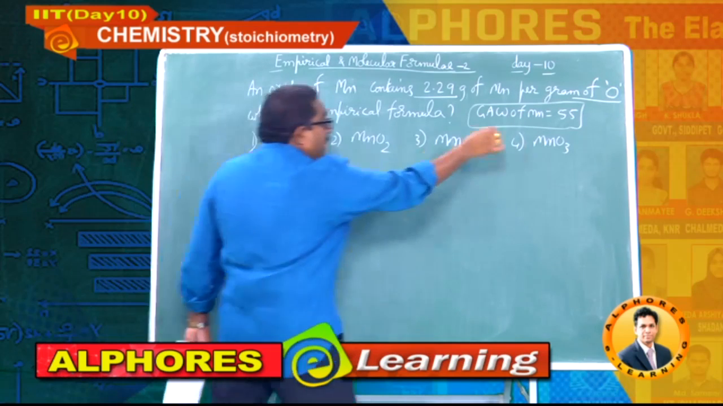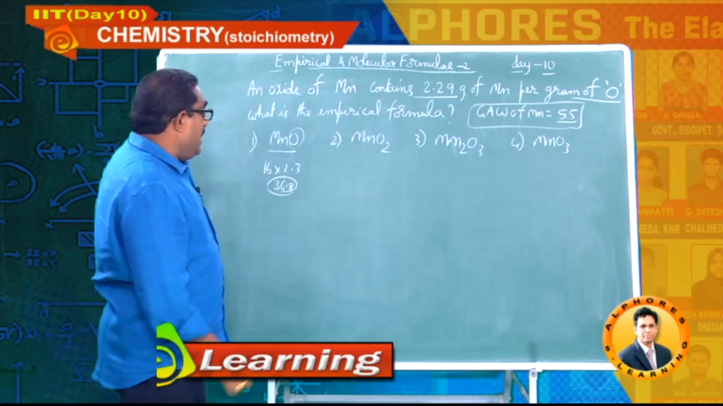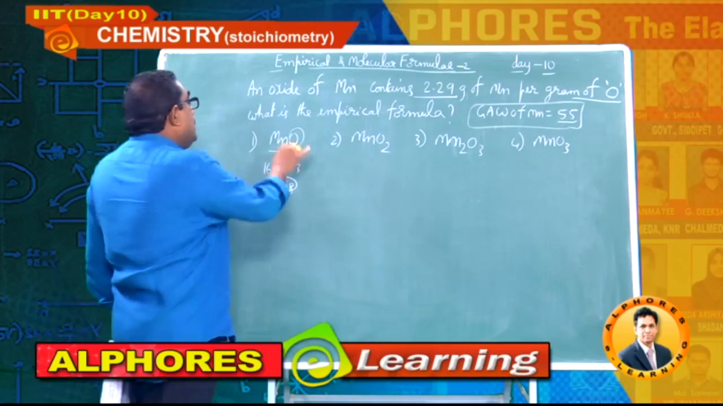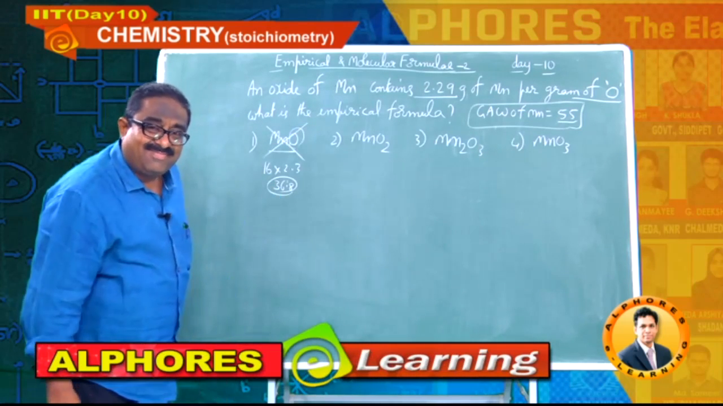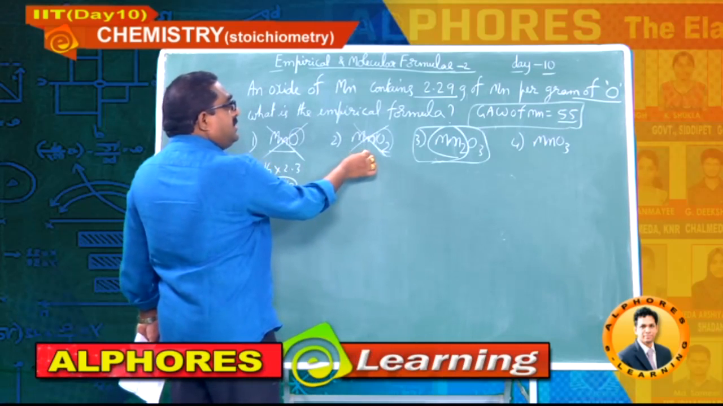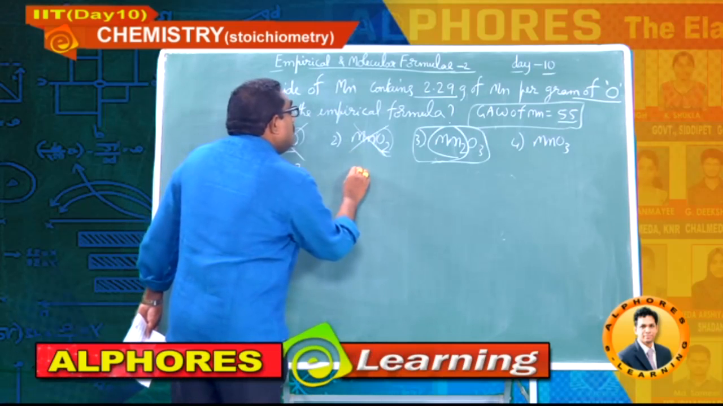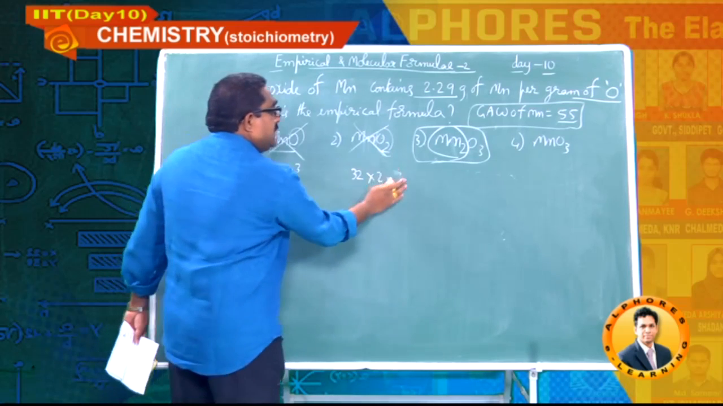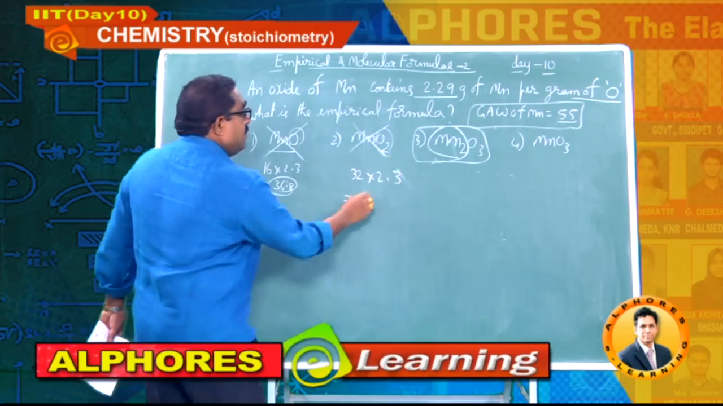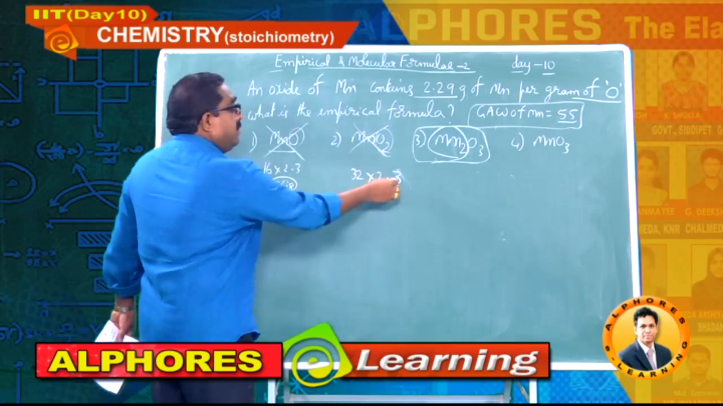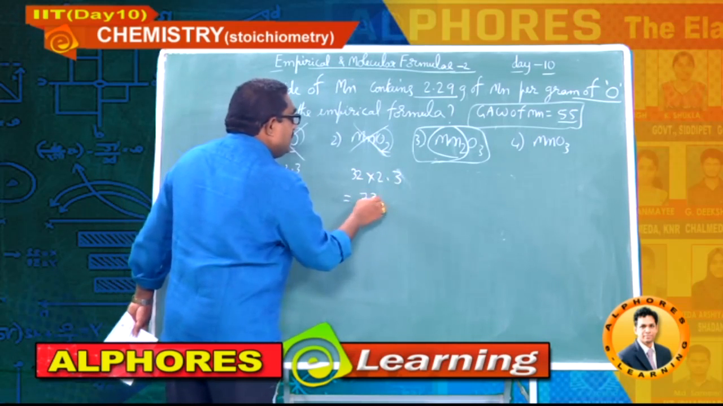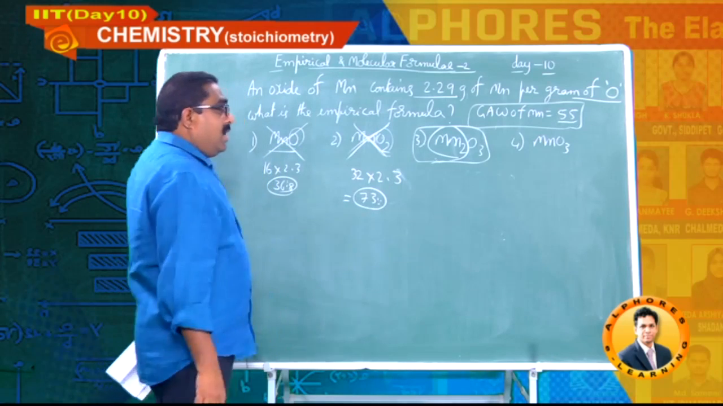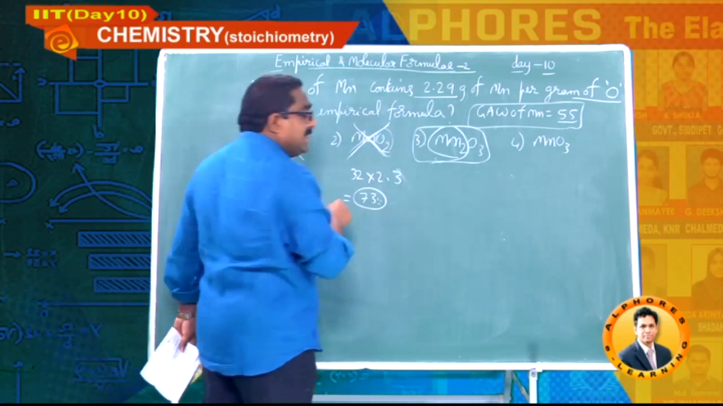But the manganese minimum atomic mass is 55. Here it is not at all possible. You will never get a simple ratio here. So this is not the answer. So come to this one, students. 2 oxygens, 32 into 2.29, say for example 2.3, comes around 64 plus 3 3s are 9, almost 73 or 74. So this is not your answer because this condition is not satisfied by this.